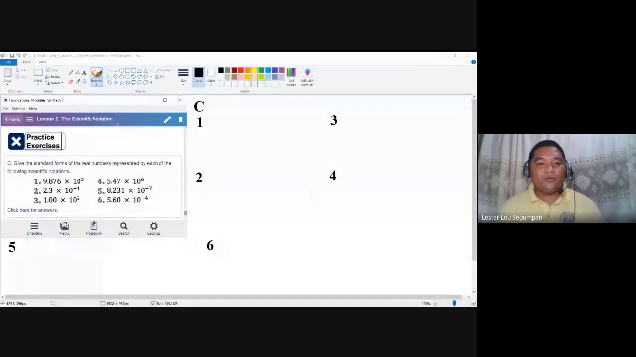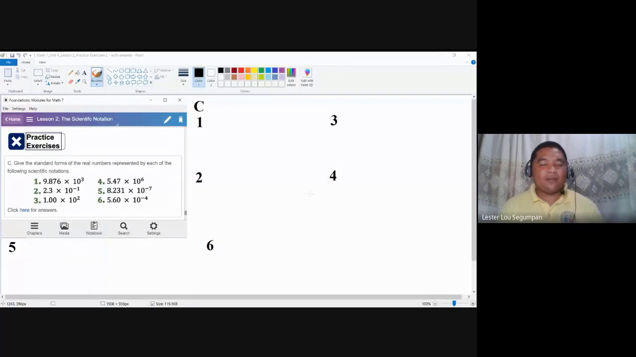Without further ado, let's look at our practice exercise. Our practice exercise will only cover this one. We only have 6 items here, which are already in scientific notations. And right now, we are going to give the standard forms for each.